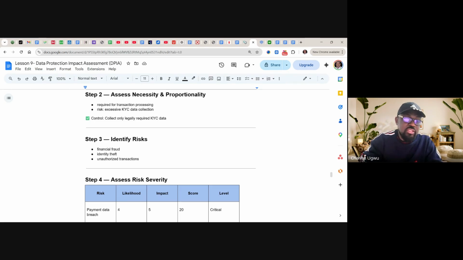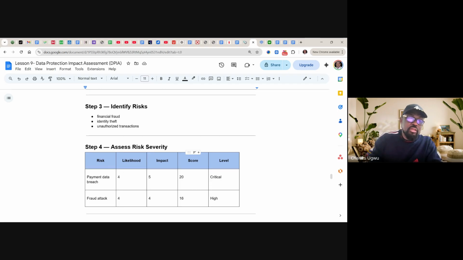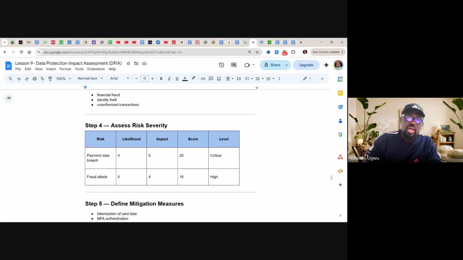And can it happen? What's the likelihood of it happening? It is 4, which is very high. The risk here is payment data breach. The likelihood of it happening is 4, meaning that it's high. The impact is 5, which is high impact. So when we multiply the two, it is 20, which is critical. So it requires urgent attention. It's not something that we can ignore or just monitor.